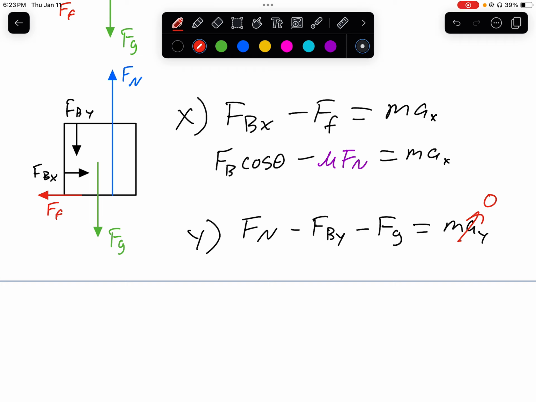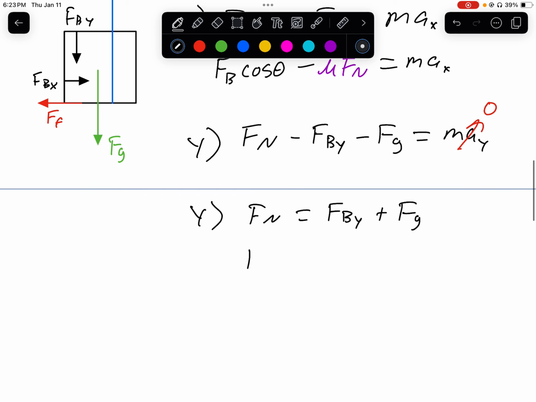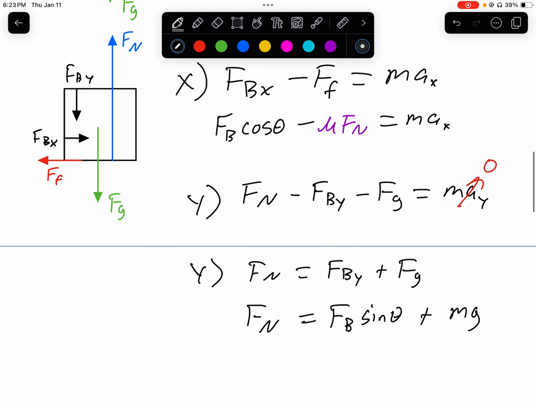So if I do a little bit of rearranging here: normal force minus Bob Y minus F_G is equal to 0, so that means the normal force has got to be equal to Bob Y plus the weight together. I can expand this out a little bit. Bob Y is F_B sine theta, and weight, or the force of gravity, is mg. So now I have an expression for the normal force.